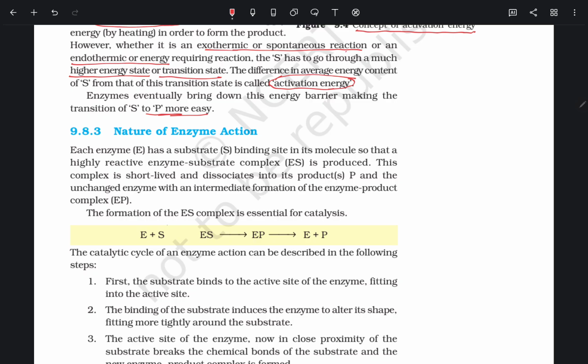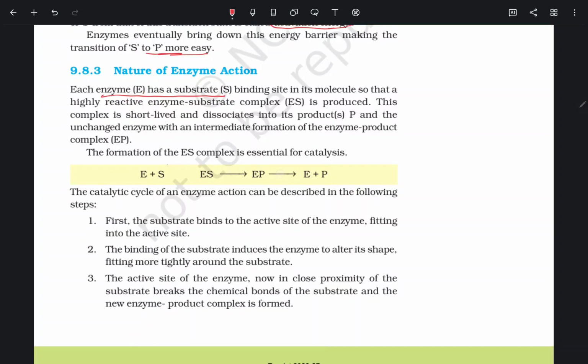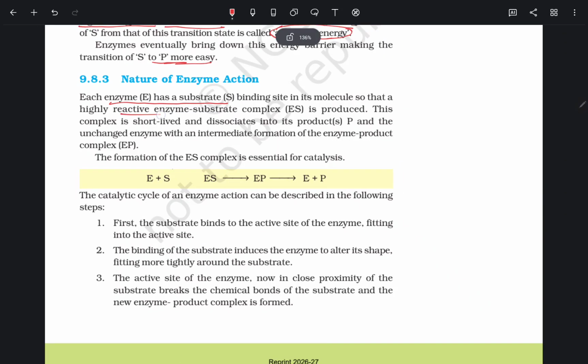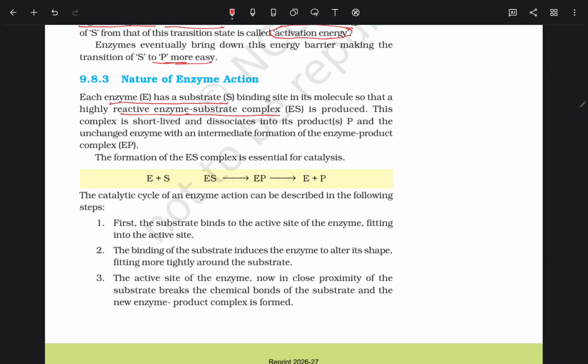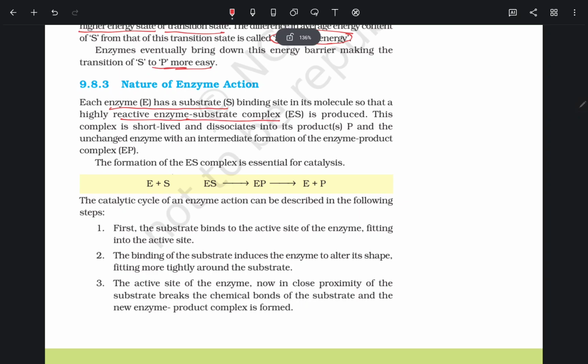Nature of enzyme action. Each enzyme has a substrate binding site in its molecule so that a highly reactive enzyme-substrate complex is produced. This complex is short-lived and dissociates into its products and the unchanged enzyme, with an intermediate formation of an enzyme-product complex. E plus S, enzyme plus substrate, gives ES, which gives enzyme-product EP, which gives E plus P, enzyme plus product.